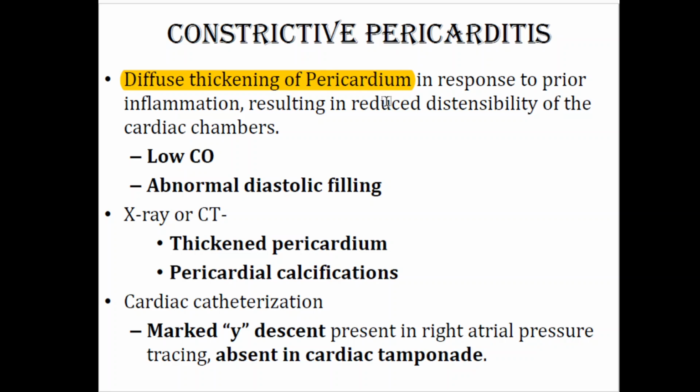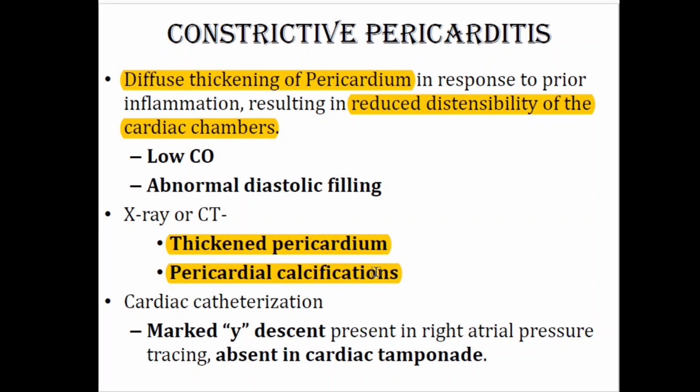Now what is the etiology of constrictive pericarditis? In the majority of cases, the cause is unknown, or sometimes it can be viral in origin. After a viral infection the patient may have constrictive pericarditis. What happens after this inflammation is there will be reduced distensibility of the cardiac chambers, and when there is reduced compliance, the patient will have low cardiac output and abnormal diastolic filling, and this patient will finally go into shock. And what do you see on X-ray? We see thickened pericardium and pericardial calcification, and that's what I saw.